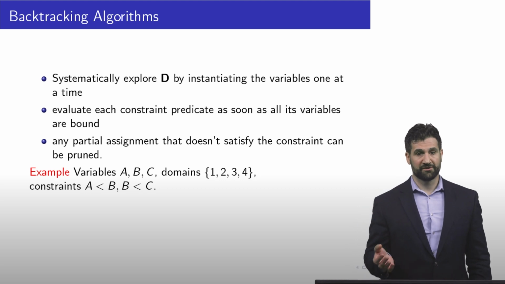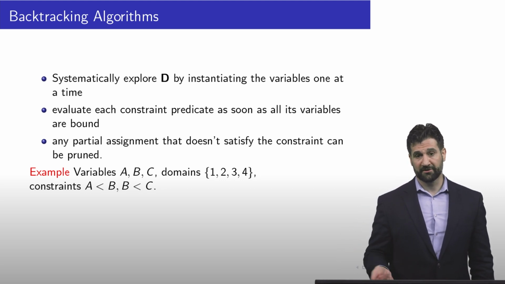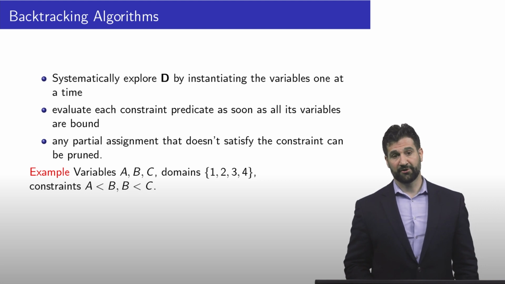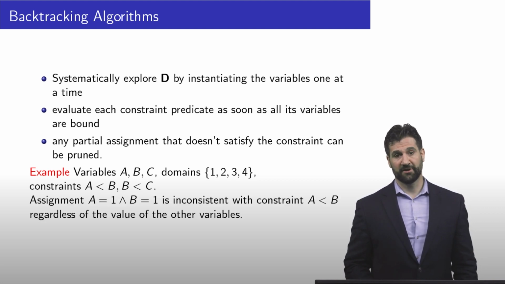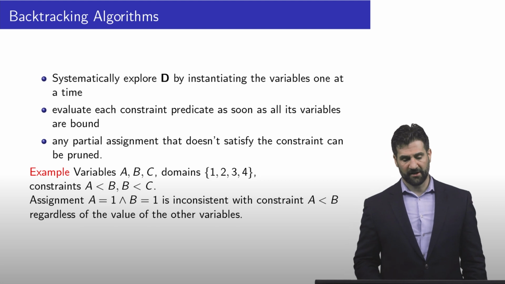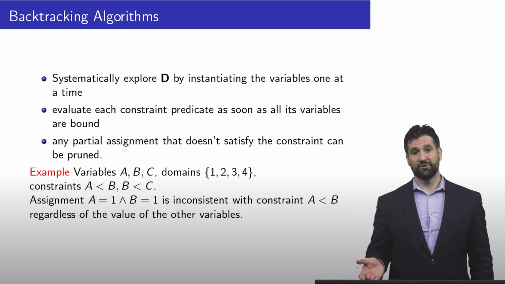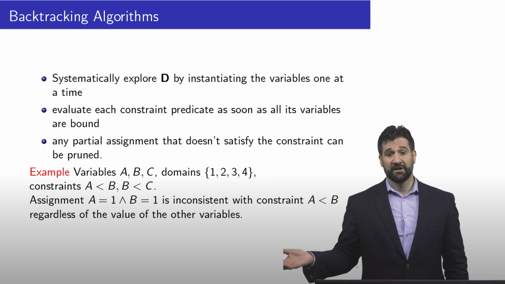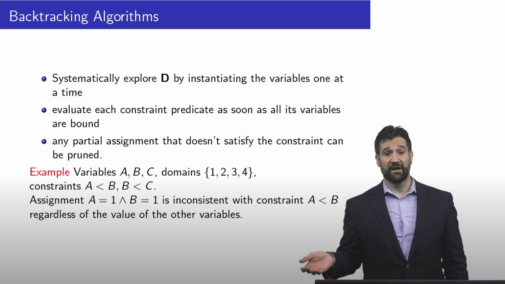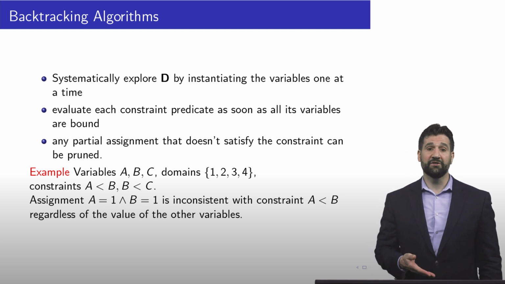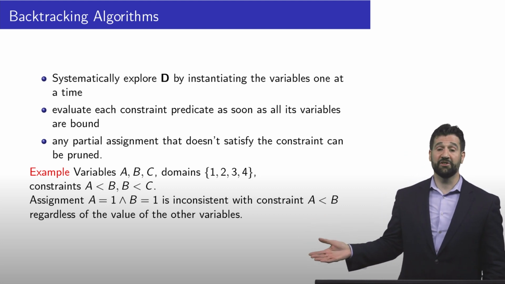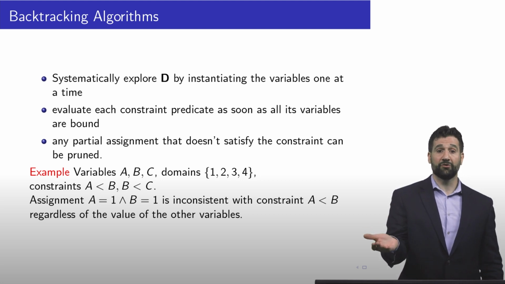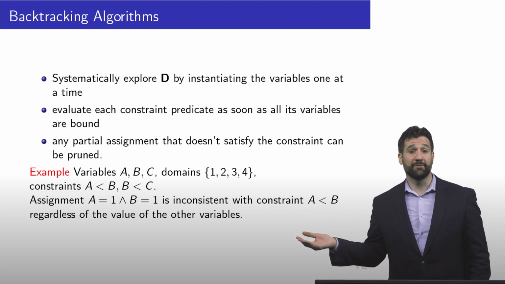And so here's a simple example that we had talked about earlier. We have these three variables, A, B, and C, domains 1, 2, 3, 4, A less than B, B less than C. And assignment A equals 1 and B equals 1 is inconsistent because here A equals B, it's not less. And so I don't need to worry about the assignment of C at this point because I know already just by looking at only A and B, I can eliminate anything else.